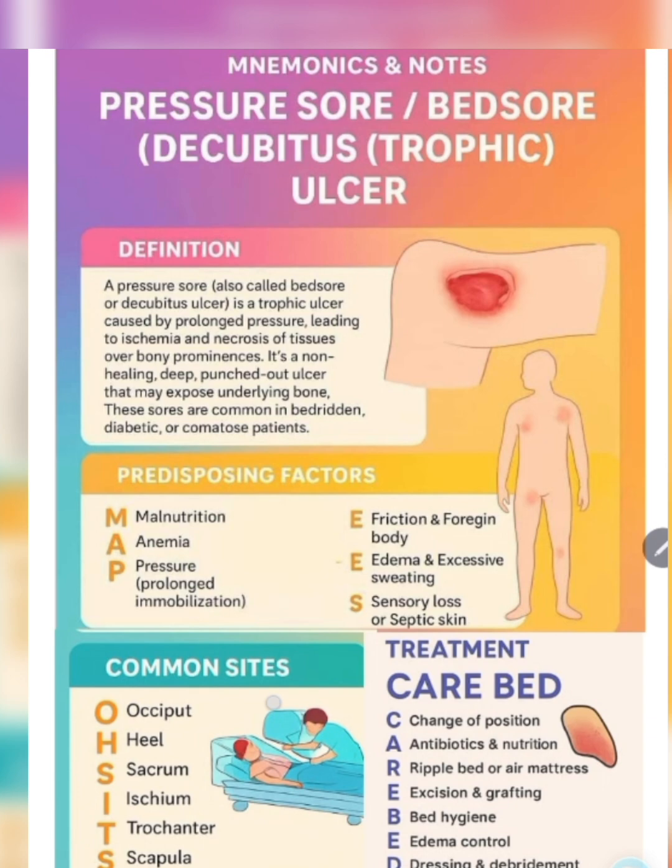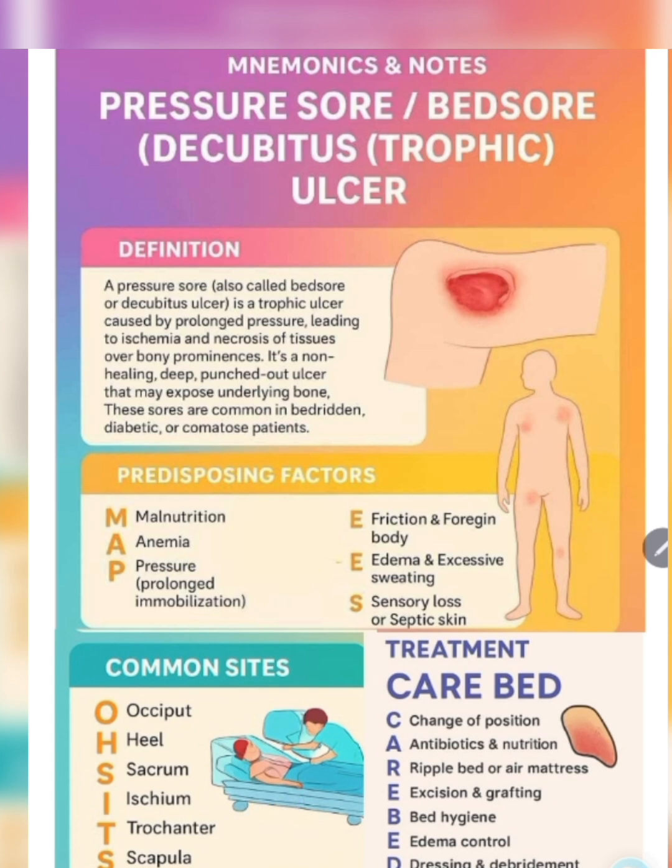Let's talk about the common sites. To remember the most common locations, we are using the mnemonic O HITS. O stands for occiput, which is common in the comatose patient. H stands for heel, because heels constantly rest on the bed. I stands for sacrum here, which is the most frequent site due to the prolonged supine position.